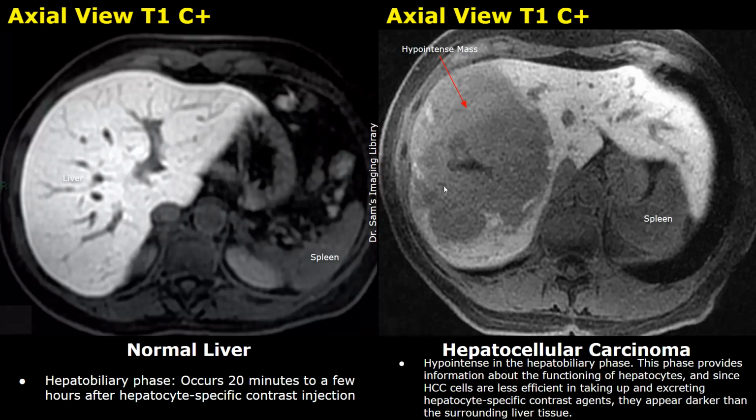Hepatocellular carcinoma usually shows hypointense appearance in the hepatobiliary phase because HCC cells are less efficient in taking up and excreting hepatocyte-specific contrast agents, so they appear darker than the surrounding liver tissue. But this appearance is not fixed. Some hepatocellular carcinoma can show an enhanced appearance as well. It is variable.